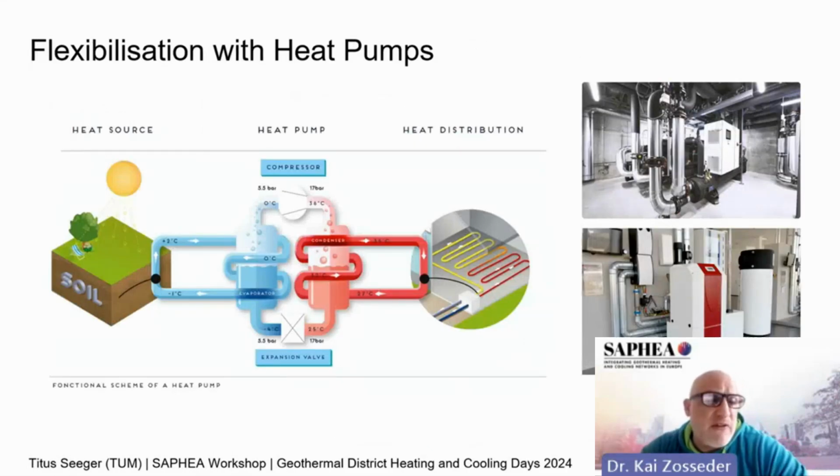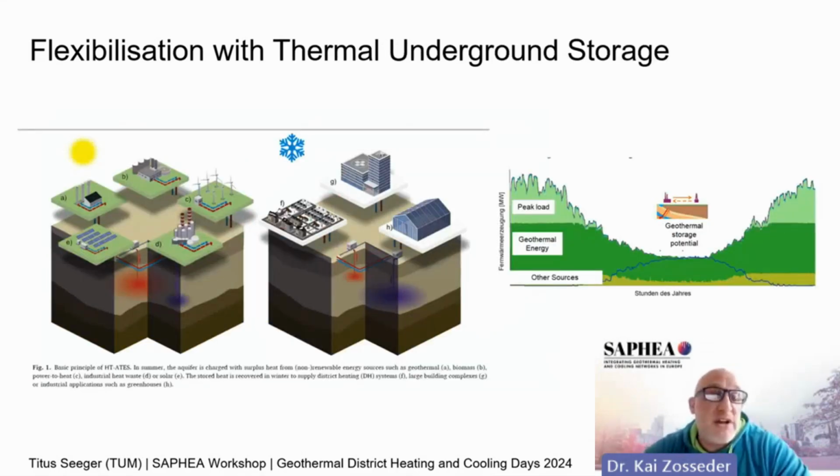Of course, you can also have some flexibilization. You can use heat pumps to increase the source temperature to a temperature that fits the grid. So this is one essential tool that can be linked to a grid and to a source. And of course, the other is that we have flexibilization possibilities with thermal underground storages. So you can also integrate underground thermal storage in your grid. This is also one component we are looking at.